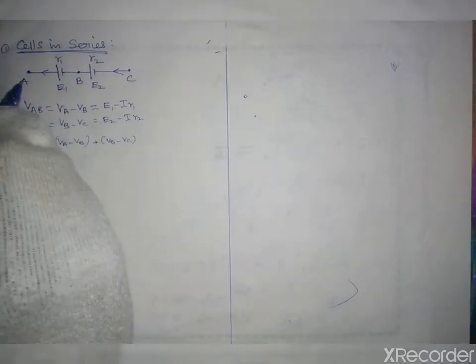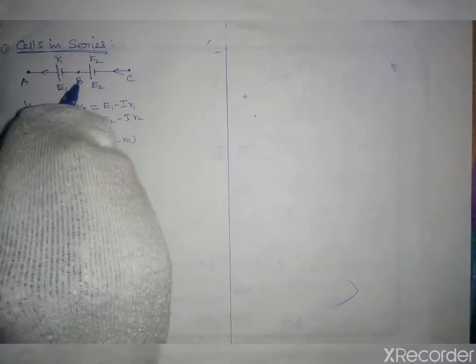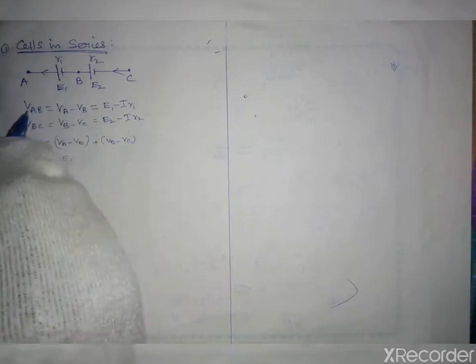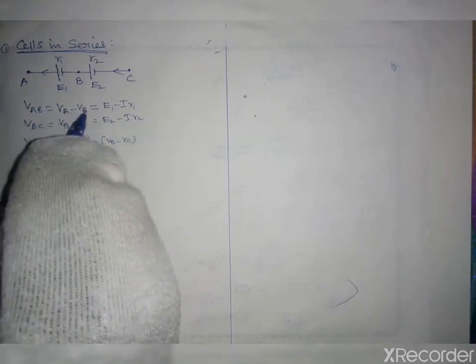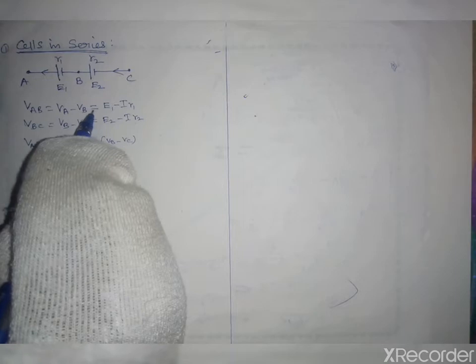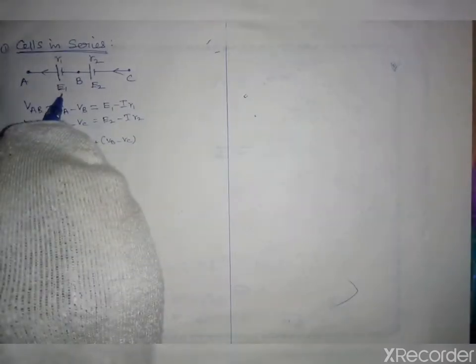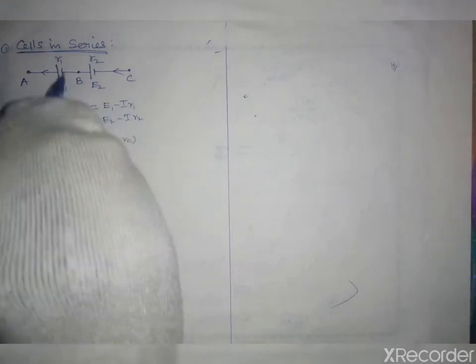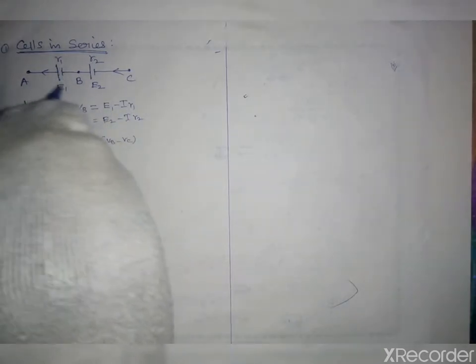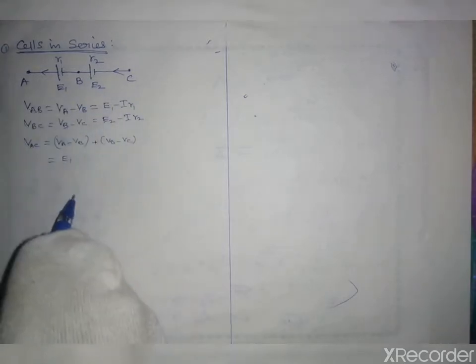Now we know the potential difference between the points A and B, that is across E1, can be written as VAB equal to VA minus VB, and we know the relation between potential difference and EMF: VAB equal to E1 minus Ir1. Here E1 is the EMF of the first cell, I is the current passing through the entire network circuit, and r1 is the internal resistance of the EMF E1. Similarly VBC equal to E2 minus Ir2. E2 is the EMF of the second cell, and r2 is the internal resistance of the second cell.